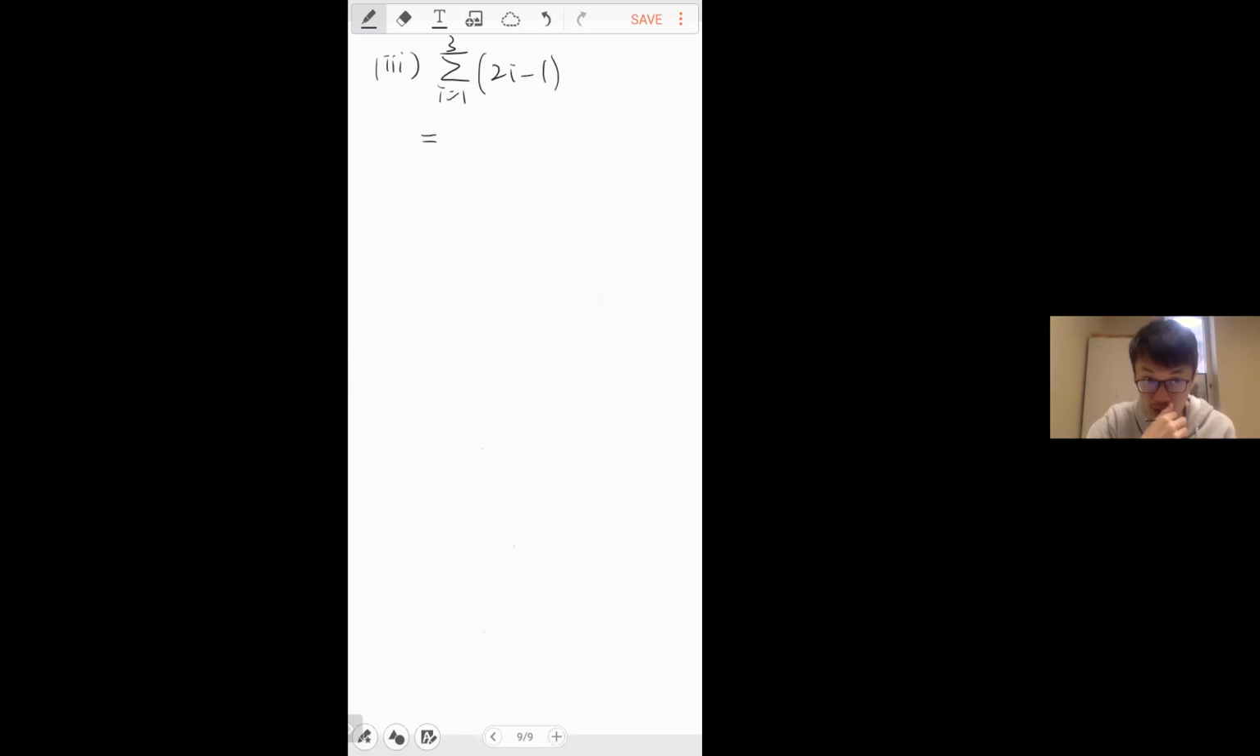What about this? Sigma of 2i minus 1, i goes from 1 to 3. So when you plug 1, you get 2 times 1 minus 1. When you plug 2, you get 2 times 2 minus 1. When you plug 3, you get 2 times 3 minus 1. Questions?